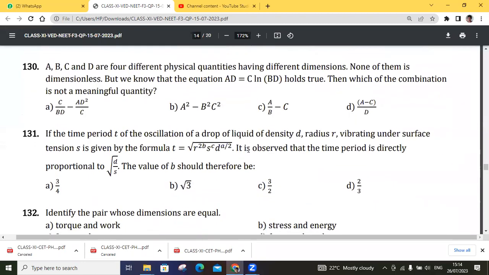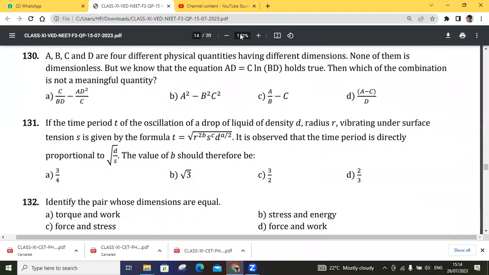Then we have 130th. A, B, C, and D are 4 different physical quantities with different dimensions. None of them is dimensionless. So this is a dimensionally correct equation, in which of the combinations is not meaningful? Since they have different dimensions, A cannot be separated from C. So this is the correct answer. Like meter cannot be separated by second. 2 meter minus 2 second is meaningless.